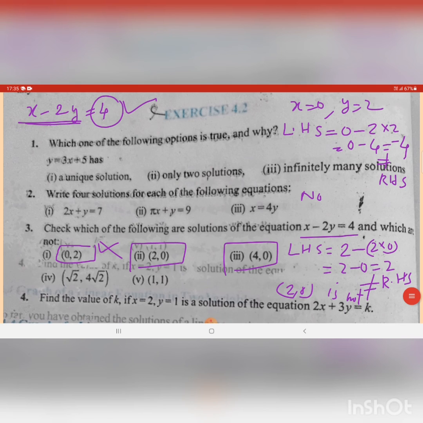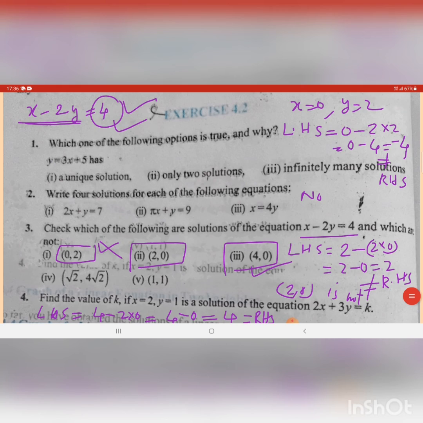Okay. Next you have to consider the point (4, 0), that is x equal to 4, y equal to 0. So LHS equal to 4 minus 2 into 0. That is 4 minus 0 is equal to 4. That is the same as RHS. Hence, x equal to 4, y equal to 0 is a solution for the given equation x minus 2y is equal to 4.